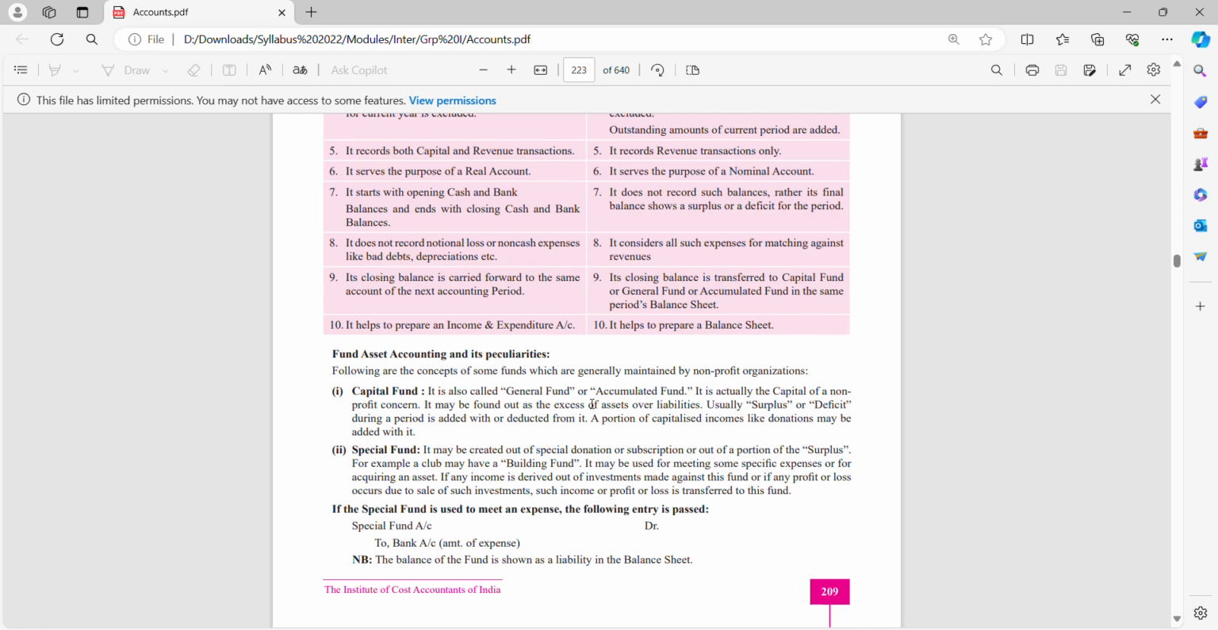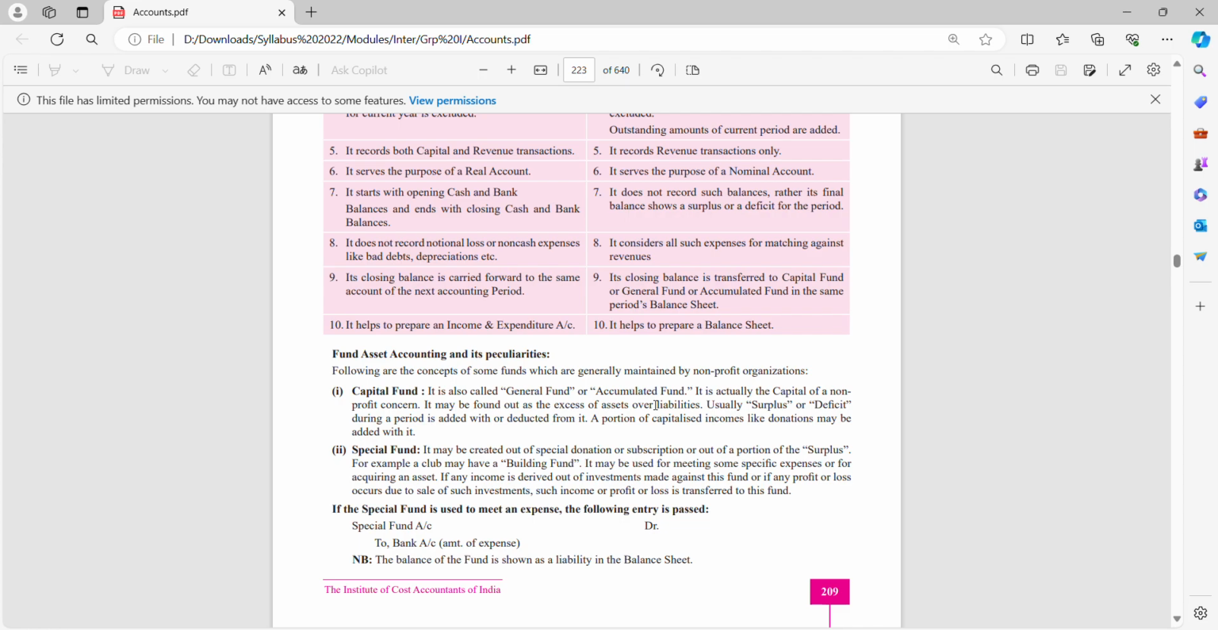It may be found out as the excess of assets over liabilities. Usually surplus or deficit during a period is added to or deducted from it. A portion of capitalized incomes like donations may be added to it. Special fund is related to a particular purpose, say, building fund, endowment fund, COVID fund. The general fund is usually taken to your balance sheet, and surplus and deficit is adjusted here.